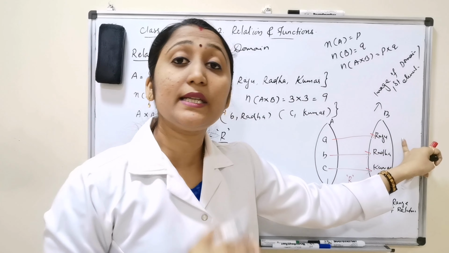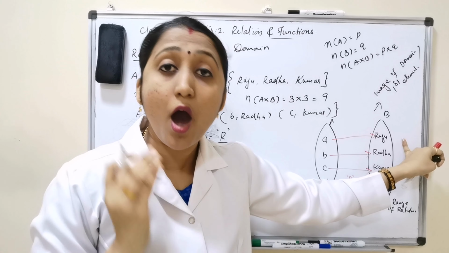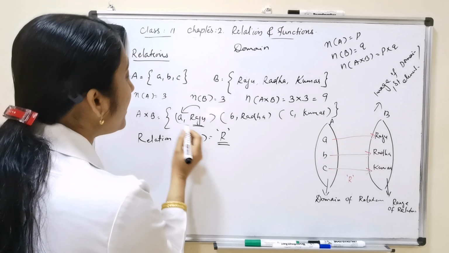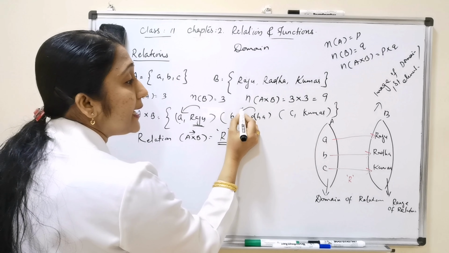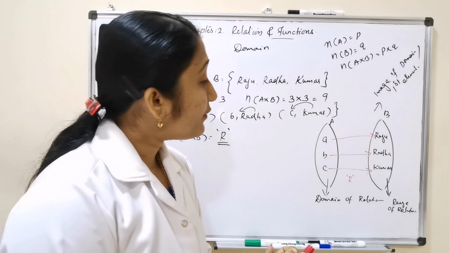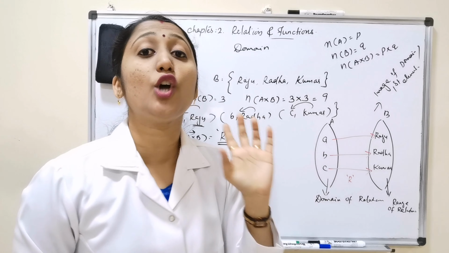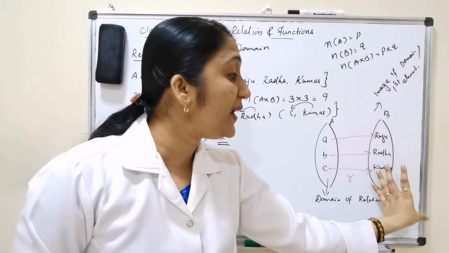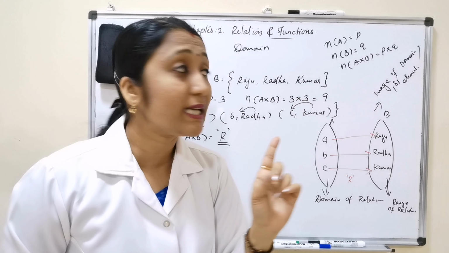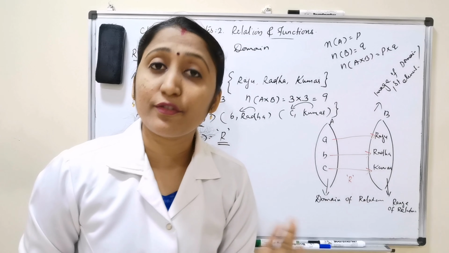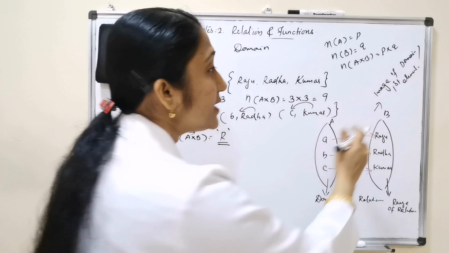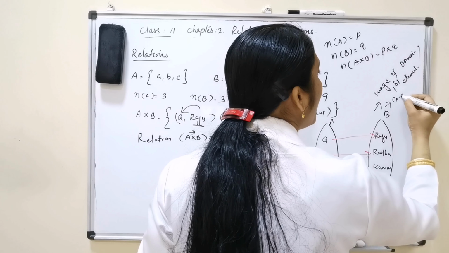So B is called the range of the relation, or it is called the image of the first element. The first element A to Raju. So Radha is the image of B and Kumar is the image of C. So the first elements of set A are called the domain of the relation, and the set B elements are called the range of the relation, or we can call it the image of the domain of the first element. Otherwise, codomain. This B is also called a codomain.